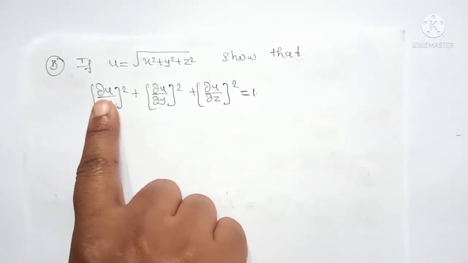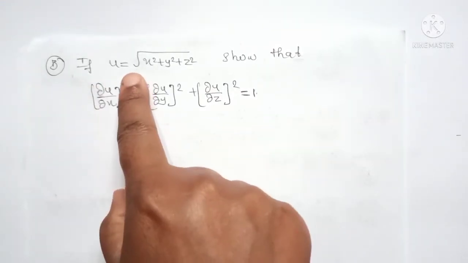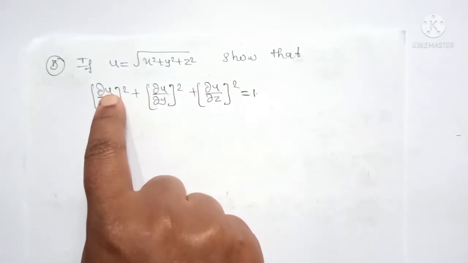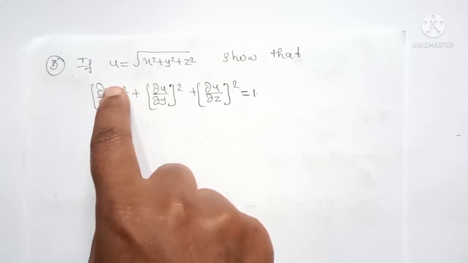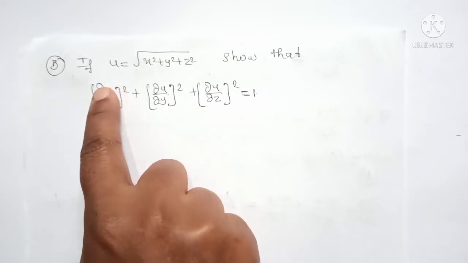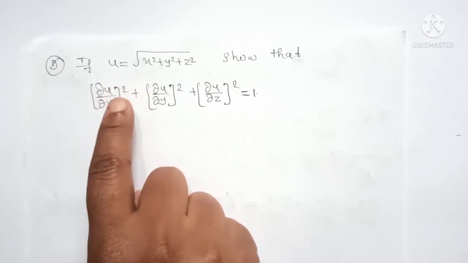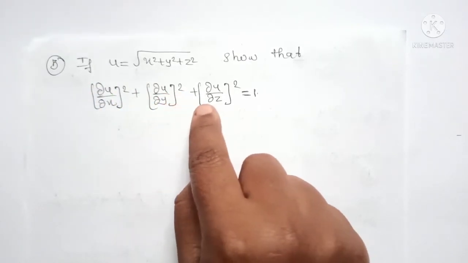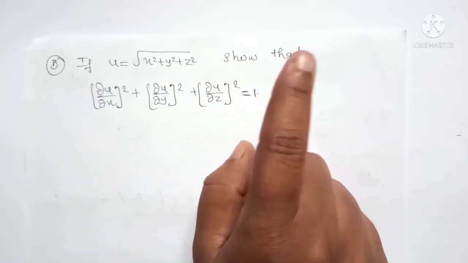Next problem, you take this as homework. u is equal to the square root of x² plus y² plus z². Then we have to show that (∂u/∂x) whole square, okay, not ∂²u/∂x². So find the first order partial derivative, then square it. Okay, we will get this: (∂u/∂x)² plus (∂u/∂y)² plus (∂u/∂z)² equals 1. Okay, try this by yourself.